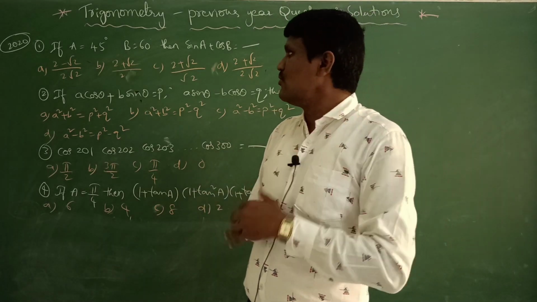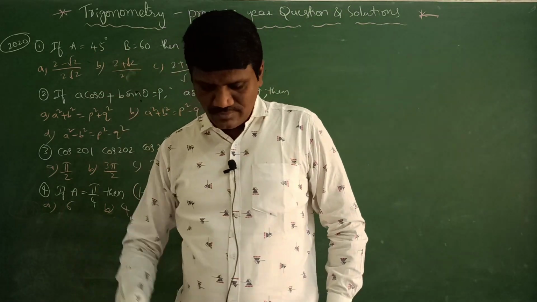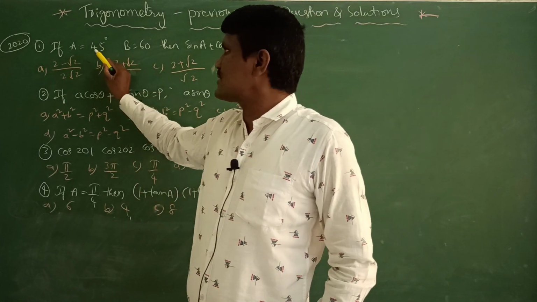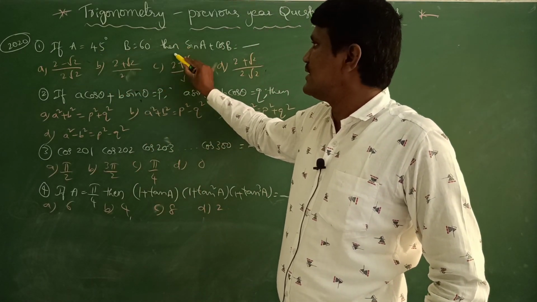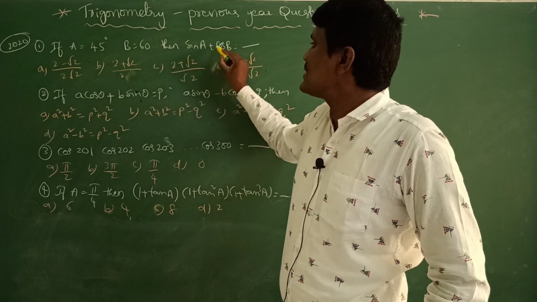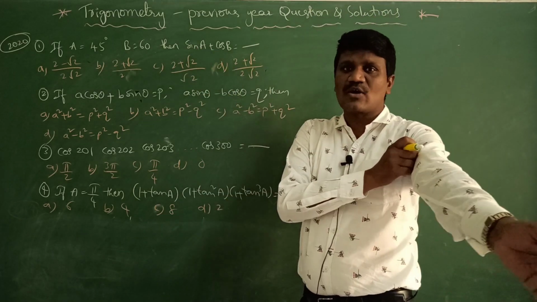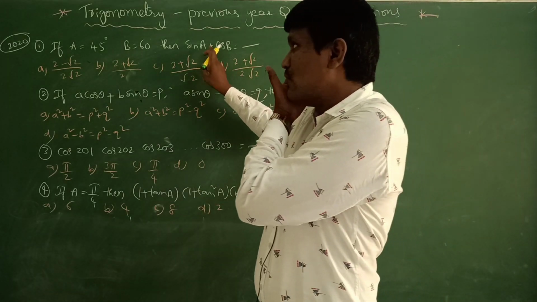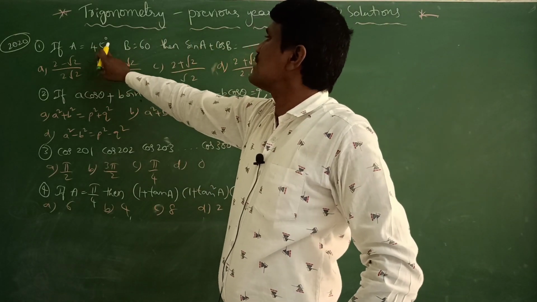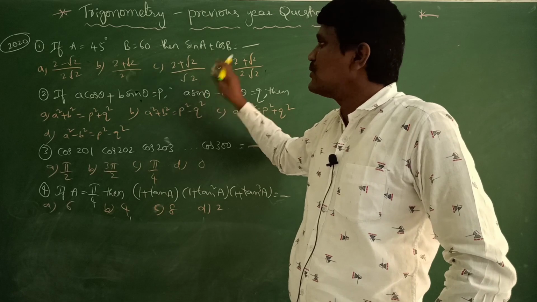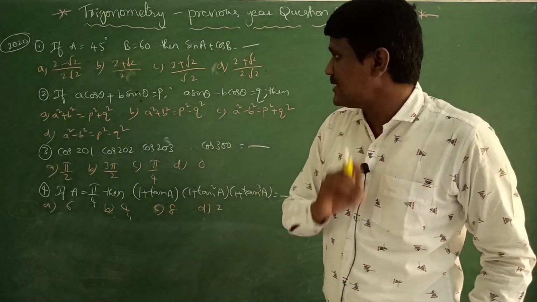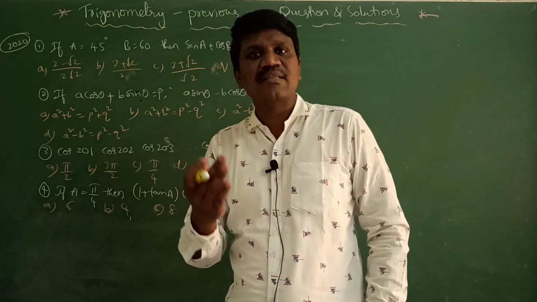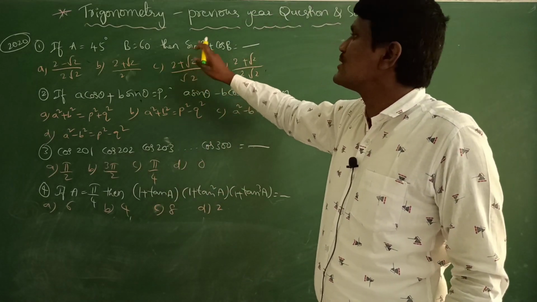Okay students, now the first problem is: if A is equal to 45 degrees, B is equal to 60 degrees, then what is sin A plus cos B? The value of sin A plus cos B is what? So what you need to do? Simply substitute the values and simplify, you will get the answer. In trigonometry, the values are most important, I said. So all of you remember the values so that you can easily solve here.